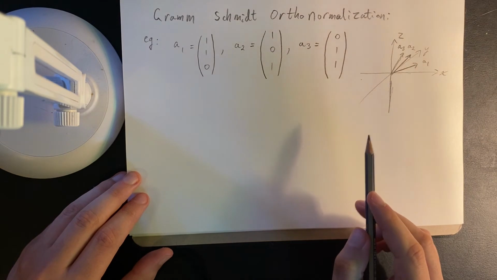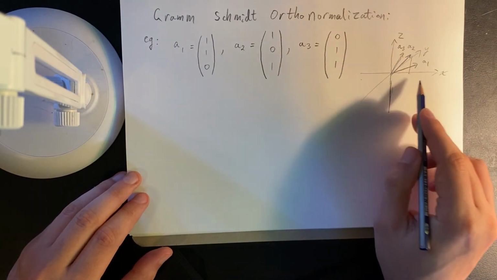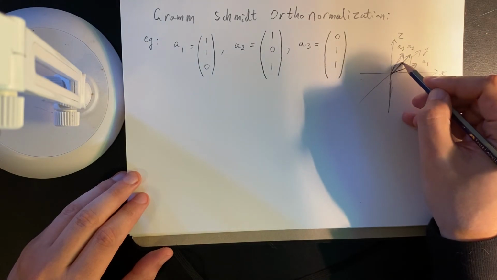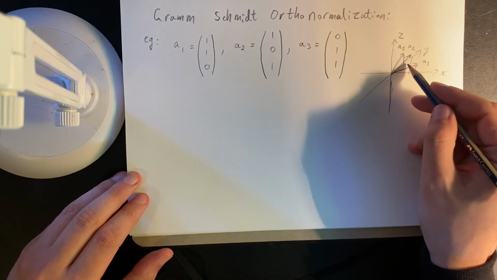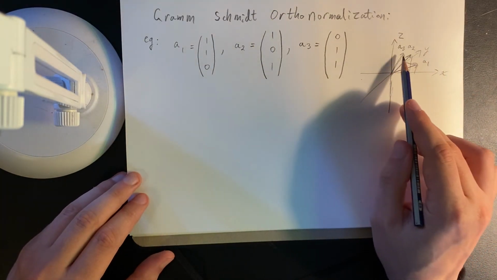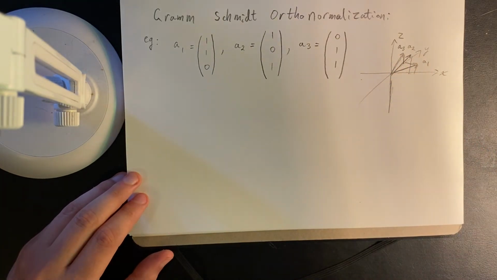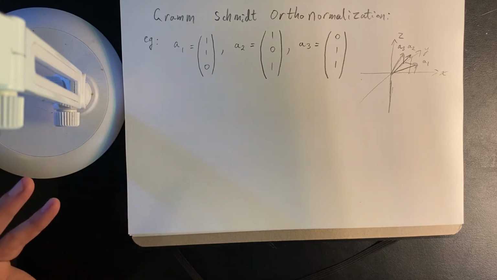Something like that. It's a little hard to see, so I'll just drop these lines down so we see that this lines up with the X-axis, that lines up with the Y-axis, and this is in the XY plane. Now we need to take these 3 vectors and produce a set of 3 orthonormal basis vectors.